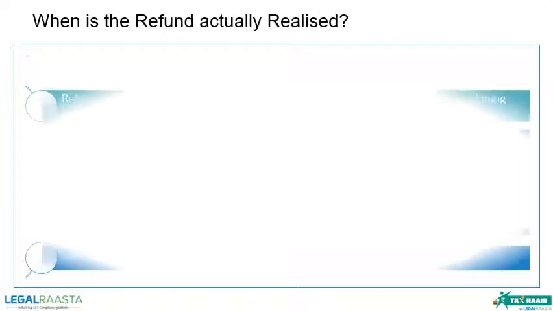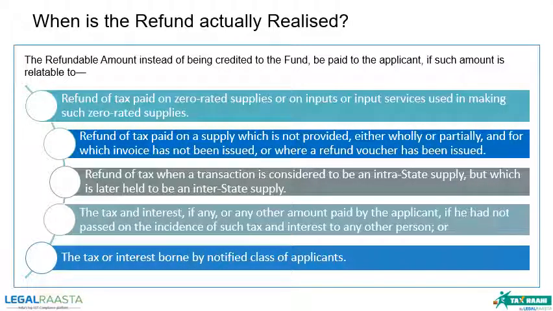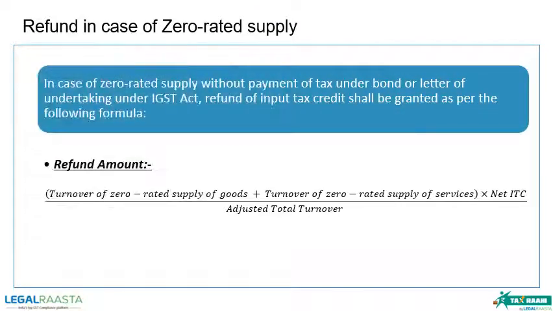The refundable amount, instead of being credited to the fund, will be paid to the applicant if such amount is relatable to refund of tax paid on zero-rated supplies or on inputs or input services used in making such zero-rated supplies. Refund of tax where a transaction is considered to be an intrastate supply but which is later held to be an interstate supply, etc. In case of zero-rated supply without payment of tax under bond or letter of undertaking under IGST Act, refund of input tax credit shall be as per the above given formula.